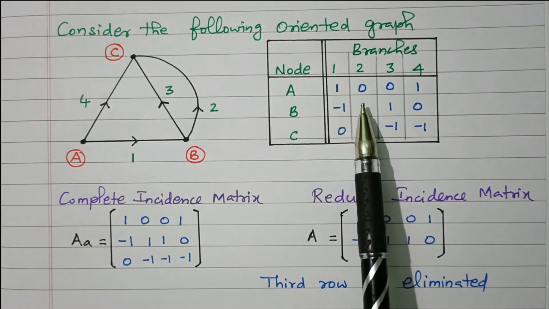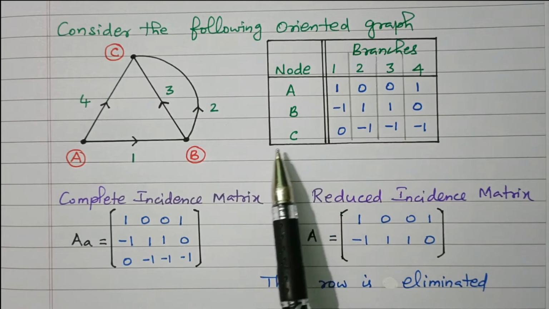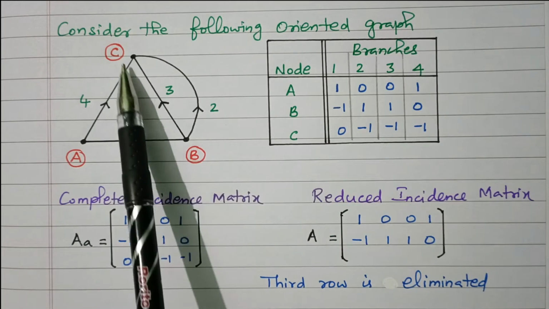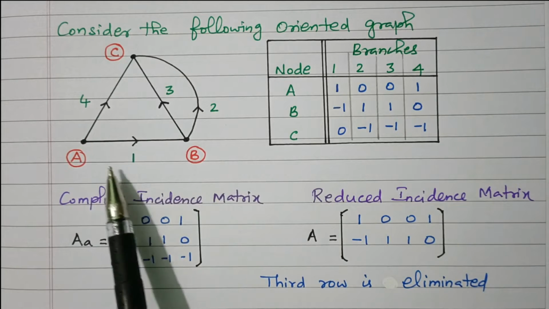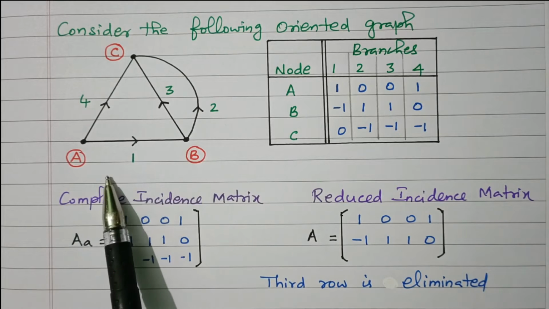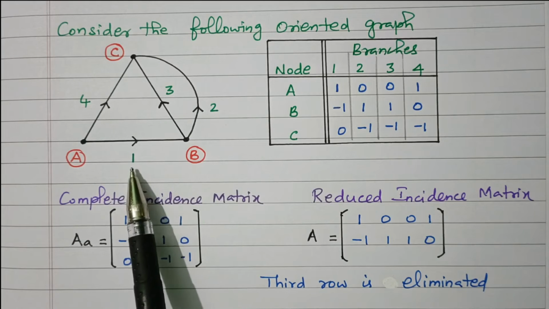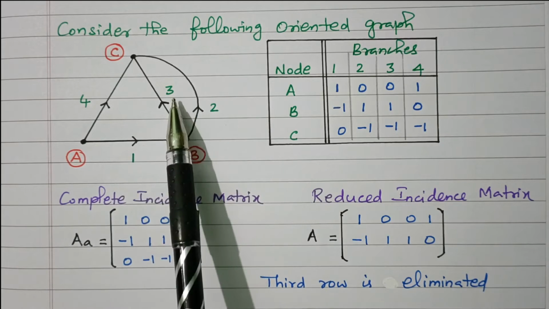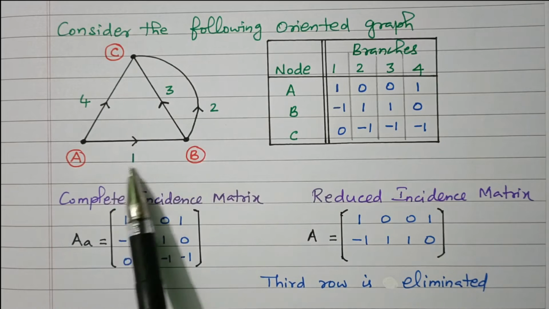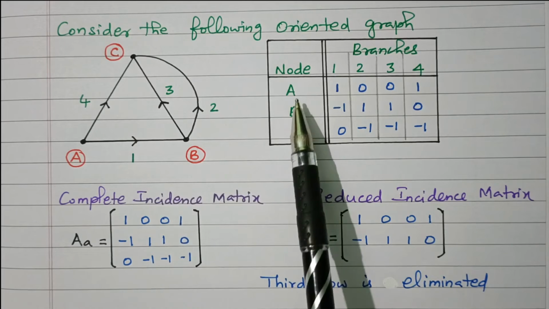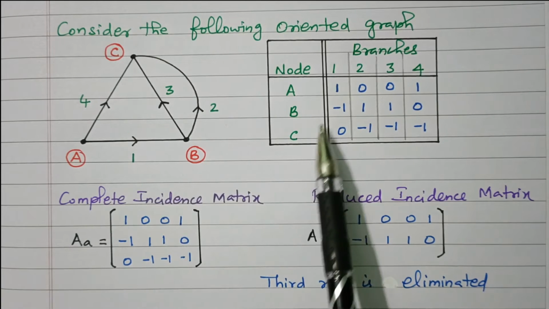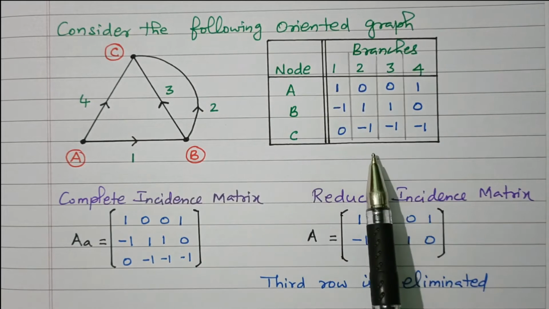For example, here there are three nodes. We consider the three nodes A, B, C. Node means junction of elements. There are four branches available. Branch means an element connected between the nodes. 1, 2, 3, 4 branches are available. Three nodes and four branches are available, so we can form a 3 cross 4 matrix. Here the nodes A, B, C are available, and here branches 1, 2, 3, 4 are available.